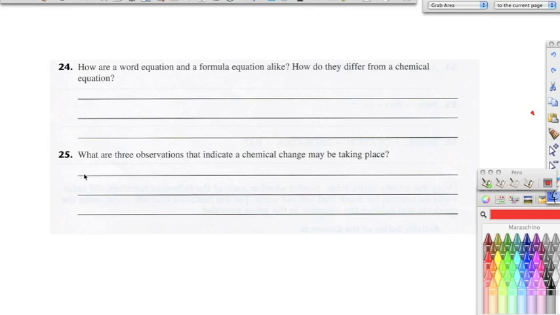25, it says, what are the three observations that indicate a chemical change may be taking place? Remember that those are going to be heat and light, production of a gas, or formation of a precipitate. We can also throw in there changing color. We can also put that in there as well.